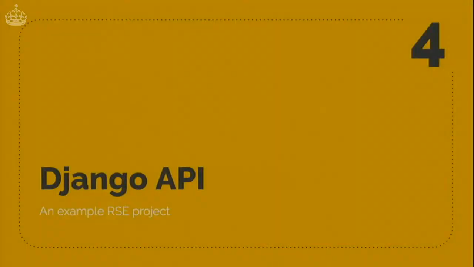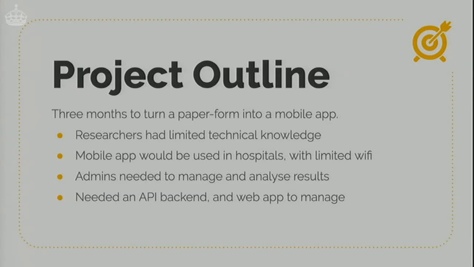So to give you an example of what a research software engineer project might be like, I'm going to talk a little bit about Django APIs. But mostly I'm going to talk about this one project, okay? So we had 3 months to turn a paper form that students were filling in, and they were doing it all on paper, and then the researchers were looking at what they'd done and trying to analyze all these handwritten notes that you couldn't always read. They wanted to turn that into a mobile app, okay? All right, 3 months, mobile app.